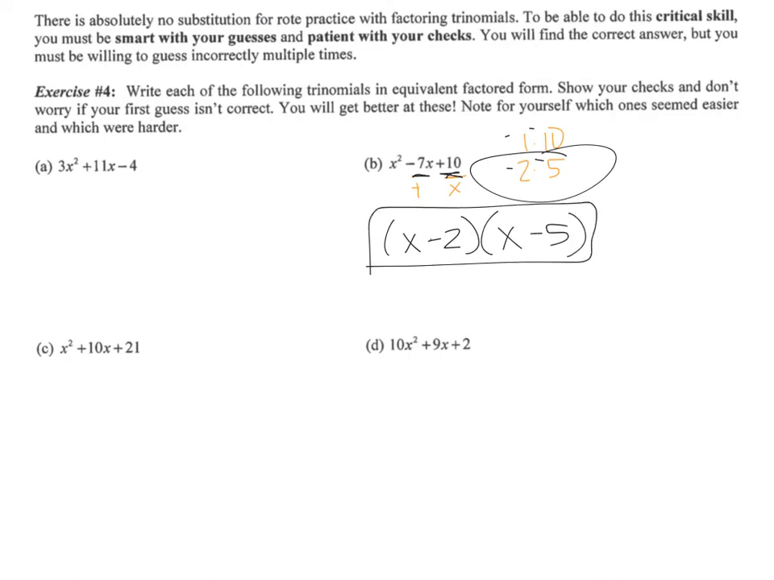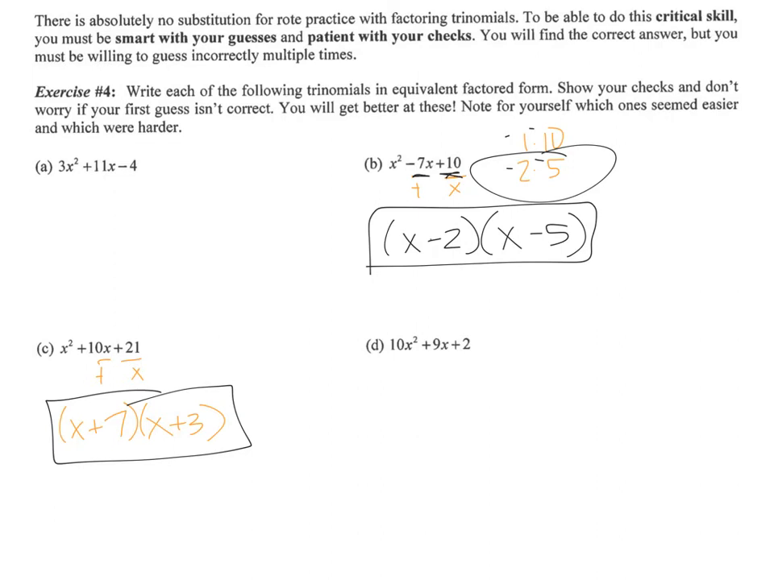I want you to try letter C now on your own and see if you can figure it out. Okay, multiplies equal 21, adds to equal 10. It's 7 and 3. It really doesn't matter what order you write your factors in.